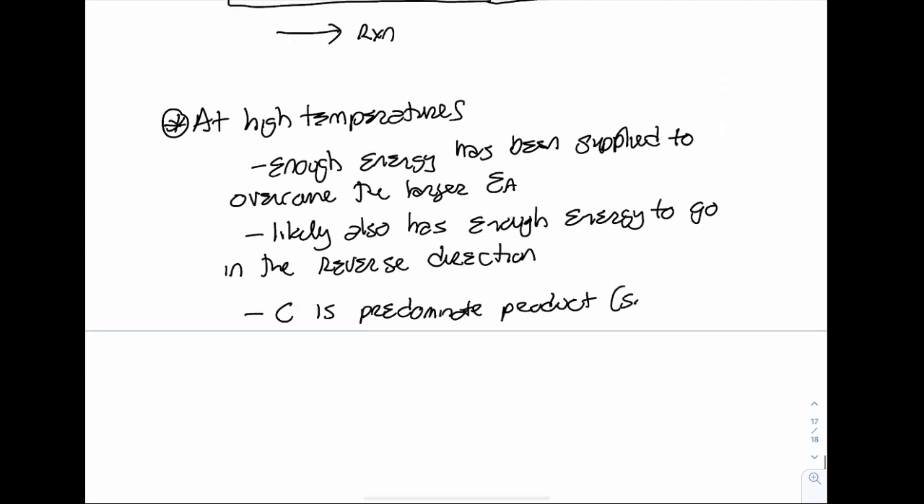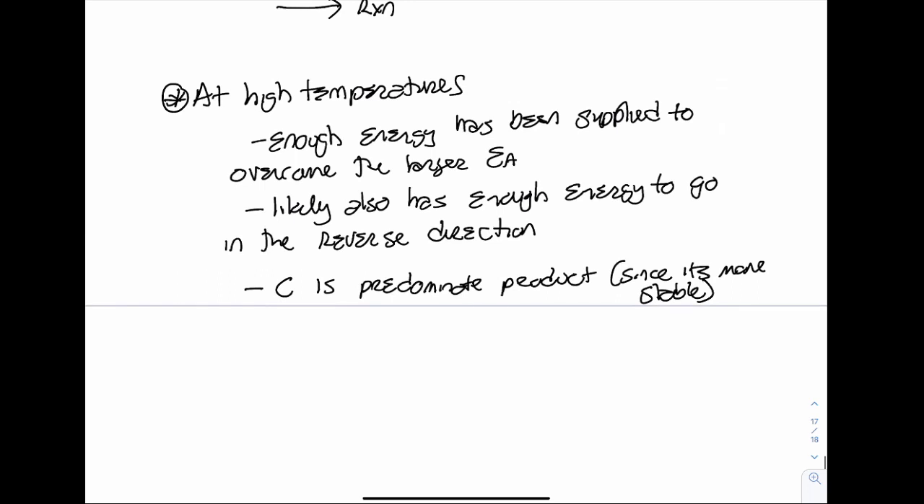We could say since it's more stable and we can get there, right? We have enough energy to form it. So this would be considered thermodynamic control because we're making the thermodynamically favorable product, right? Remember, kinetics has to do with speed, thermodynamics has to do with stability. It has to do with energy changes. So if we're going to form the one that's lower in energy, the one that's more stable, this is going to be thermodynamic control.